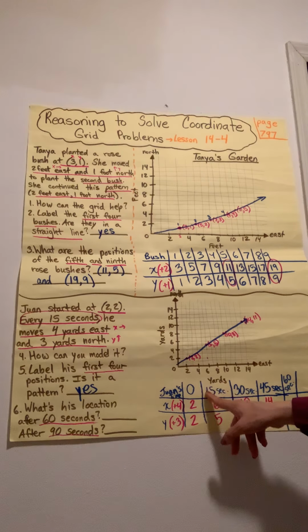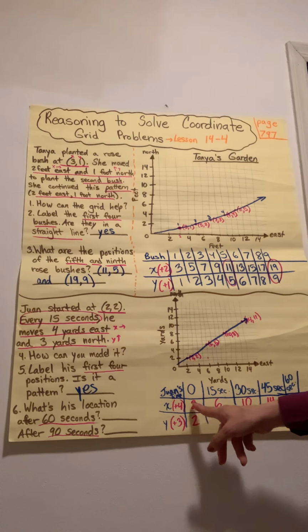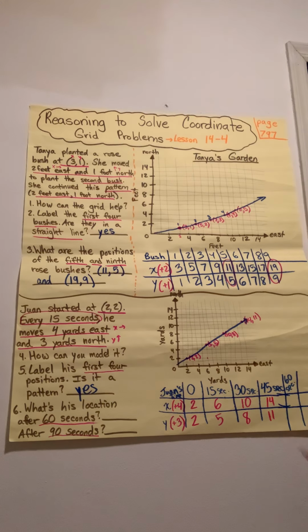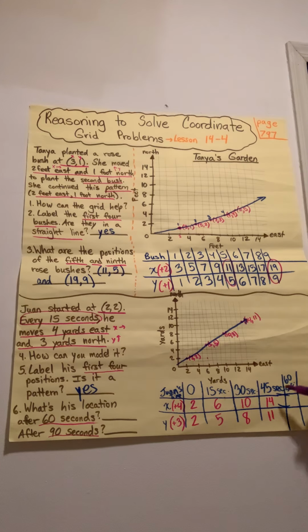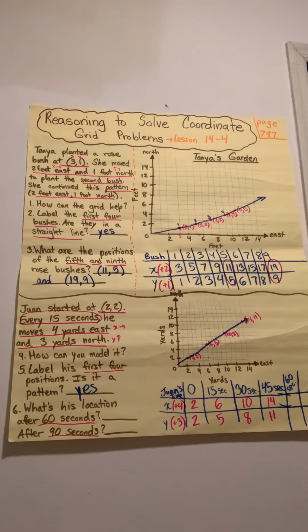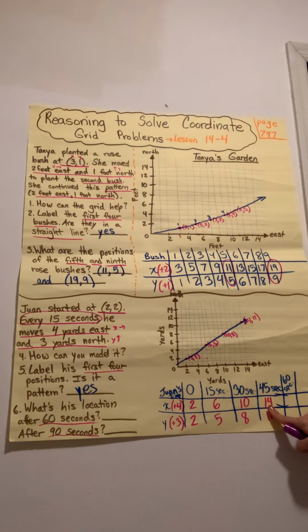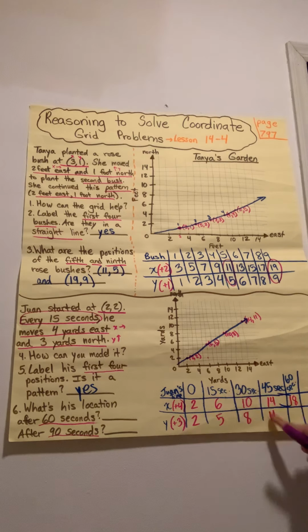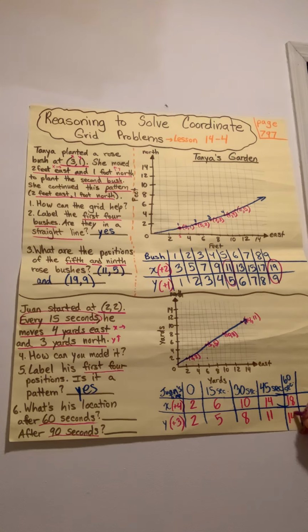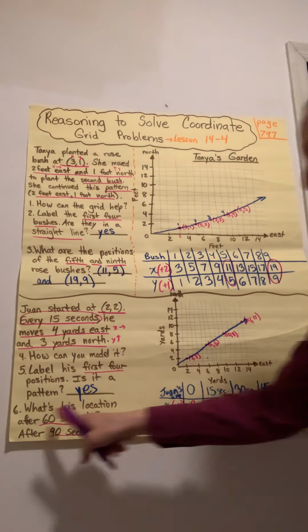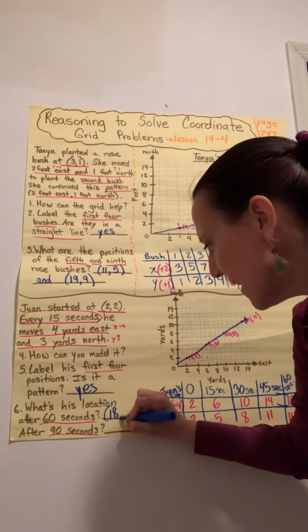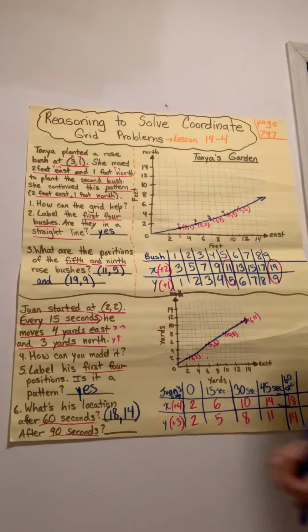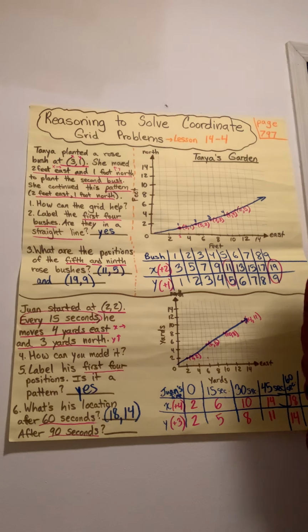So this has a pattern too. I'm adding 15 seconds each time. I'm adding 4 yards east and 3 yards north each time. So if I follow my pattern, I'm not on the grid anymore. I'm going to add 4 more to 14. 14 plus 4 is 18. And then I'm going to add 3 more to 11. So 11 plus 3 is 14. So his location after 60 seconds would be 18 on the x-axis, 14 on the y-axis. So there's my ordered pair, 18, 14.